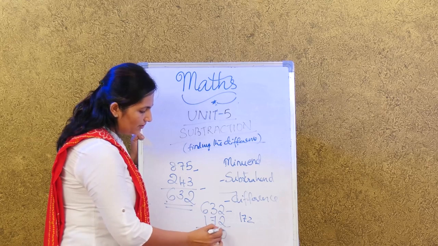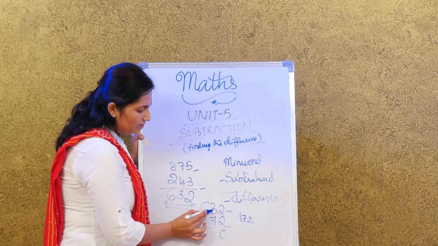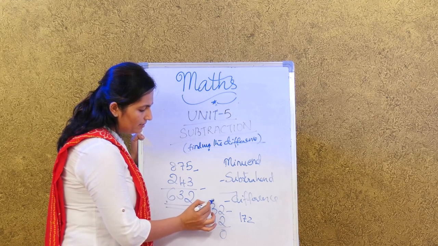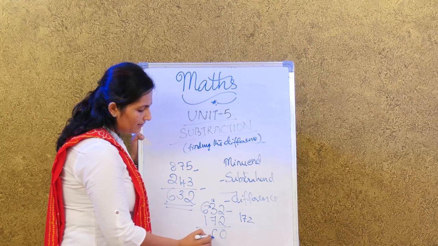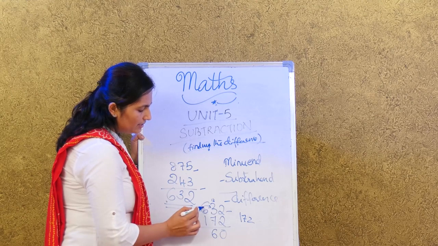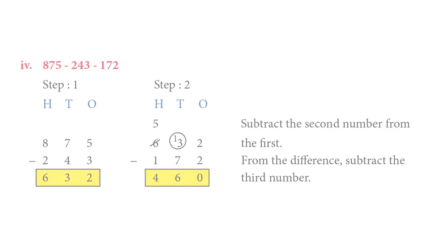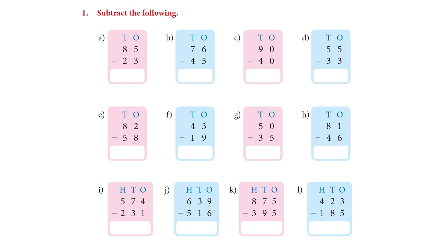2 minus 2 is 0. 3 is a smaller number than 7. So what do we do? We borrow. We take 1 from here, so it becomes 13. 13 minus 7 is 6. Because we took 1 from here, now this has become 5. So 5 minus 1 is 4. So we got the answer 460. Now go ahead and do the practice subtraction sums on page number 87.